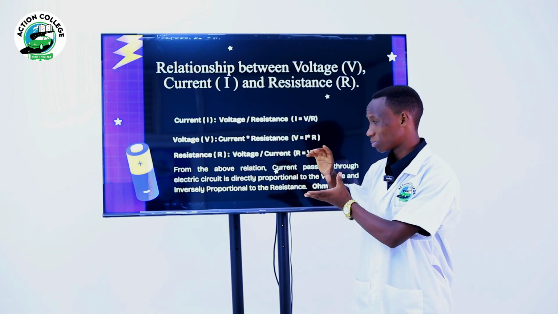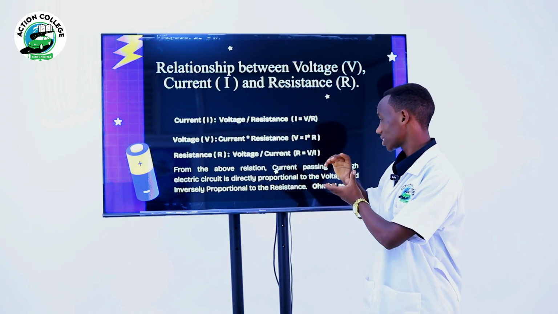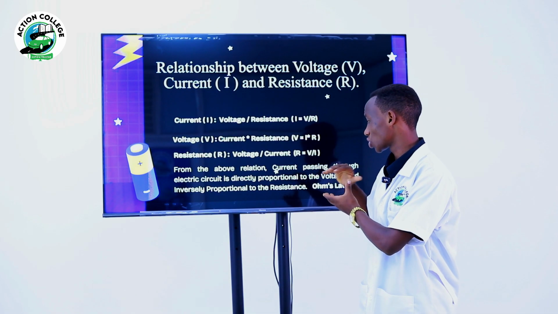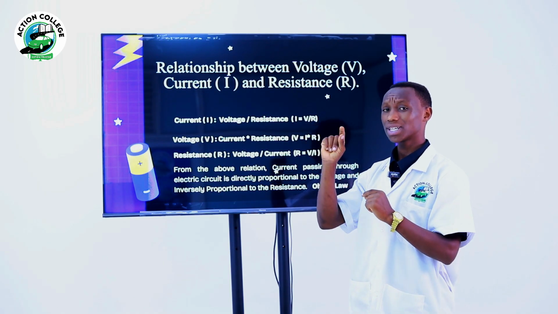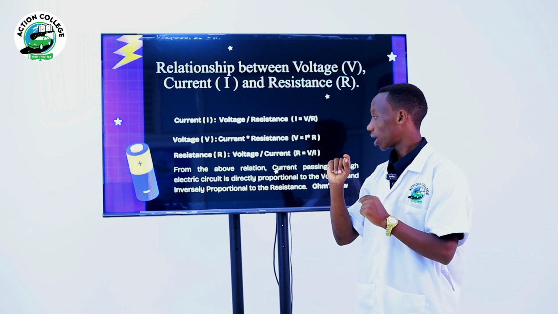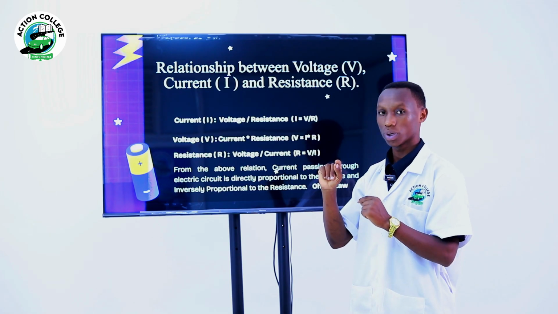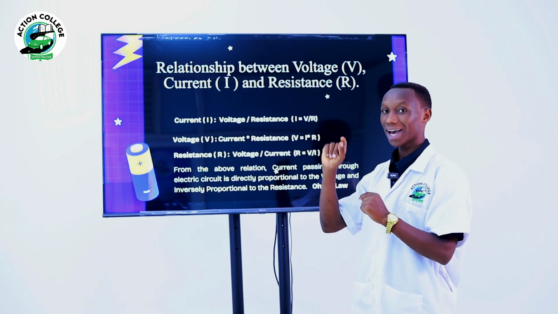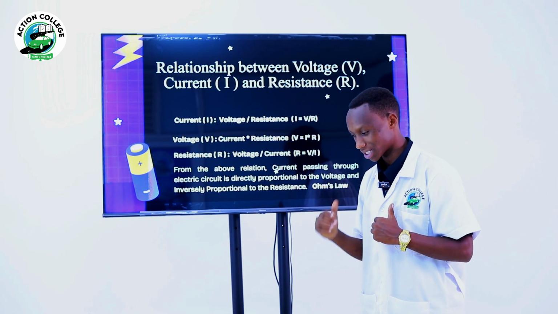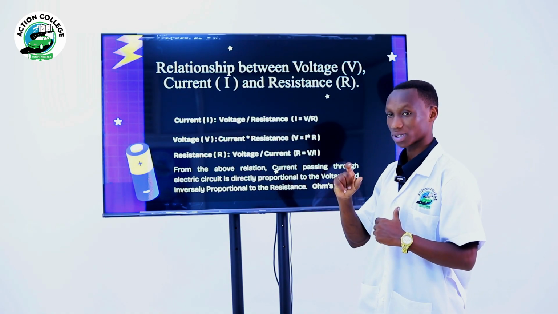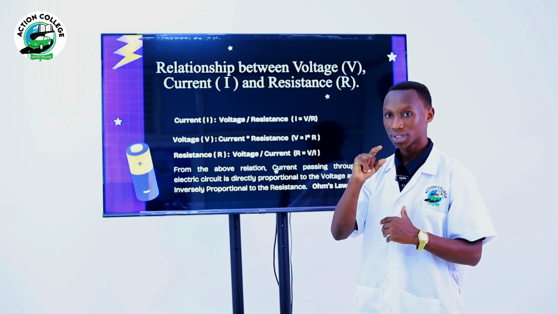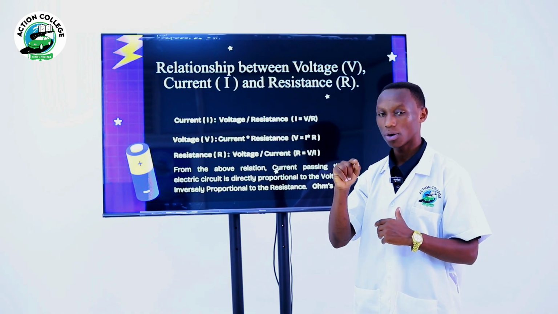From the above relationship, we can see that the current passing through an electric circuit is directly proportional to the voltage and inversely proportional to the resistance. That means as the voltage increases, the current will increase. As the current increases, the resistance will decrease. At higher resistance and low voltage, we will have low current. Let's proceed. This is Ohm's law, where current is equal to voltage over resistance.